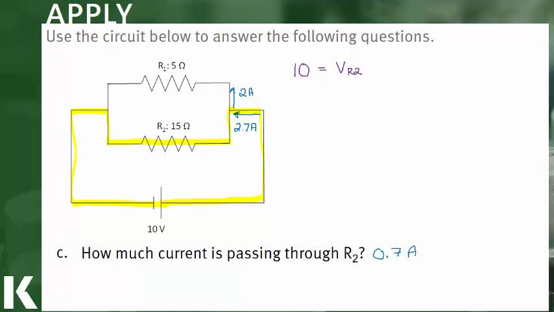So remember, V is equal to IR. So we could say 10 is equal to our current going through R2 times the resistance of R2, which is 15 ohms. So our current going through R2 would be equal to 10 volts divided by 15 ohms, which is also 0.7 amps. Note by using the loop rule, we can actually get a little bit more precise of an answer. 10 over 15 would be exactly 0.666 repeating.